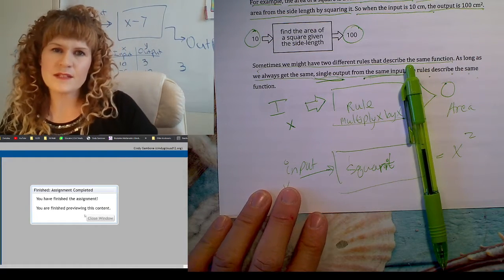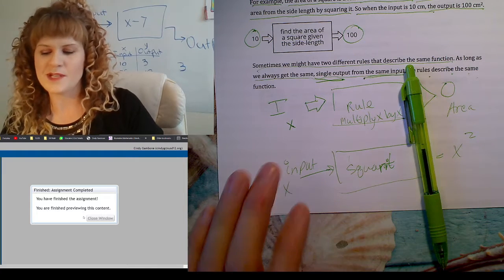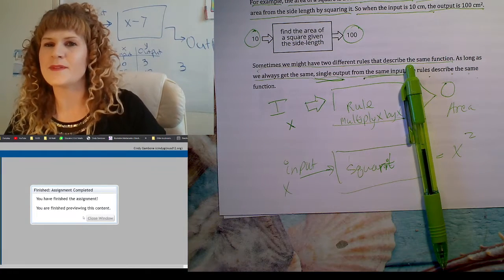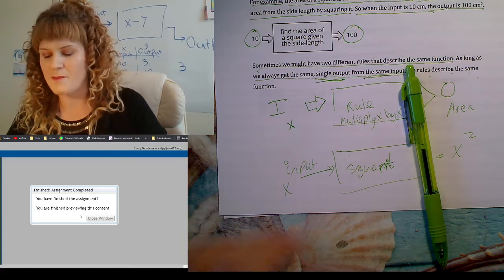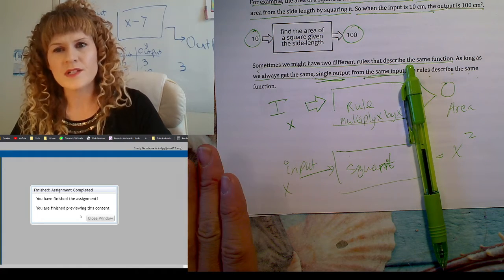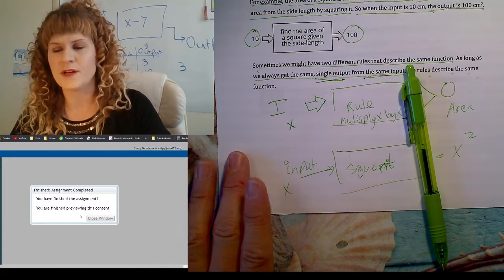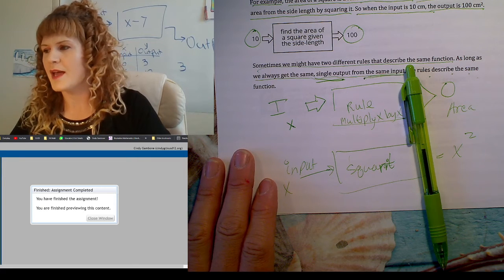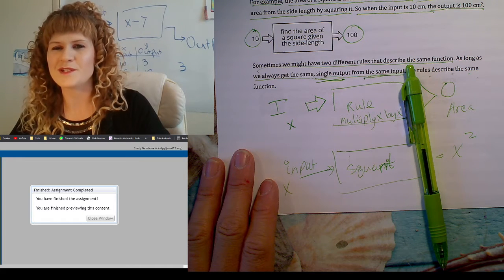If it's still a little confusing, don't worry, because this was just a warm-up and we're going to talk about this more and more. You're going to get more and more comfortable with functions and what it means to be a function. Okay, I'll stop this long video and you can turn in your assignment.